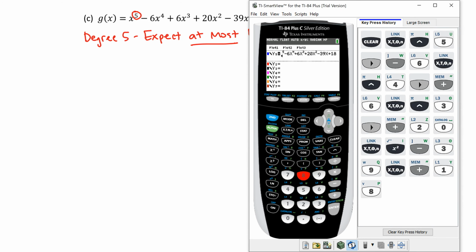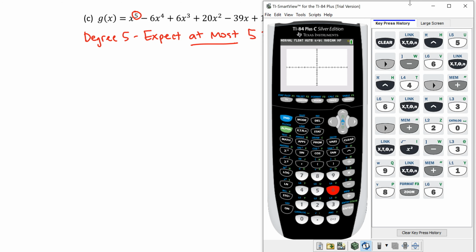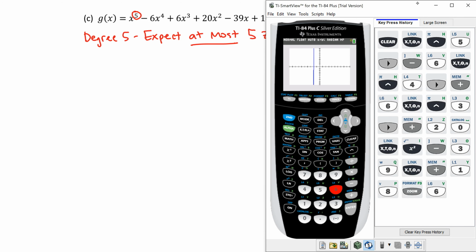Okay, so when we get our polynomial typed in, now I had changed my viewing window on the previous problem, so I'm going to type zoom number 6 to get back to that standard viewing window. We're expecting at most 5 x-intercepts. This is a pretty steep polynomial function. Notice it looks like we have only 3 x-intercepts.